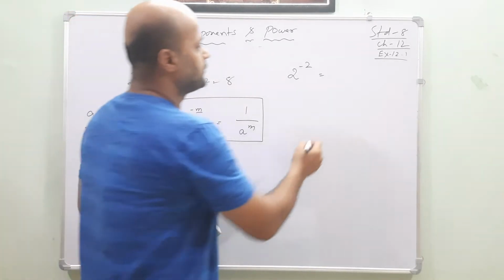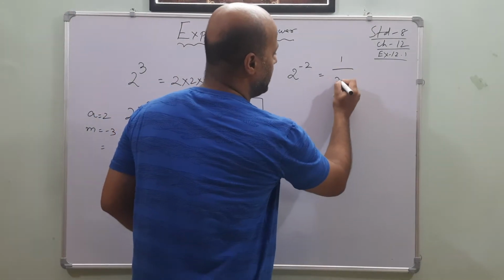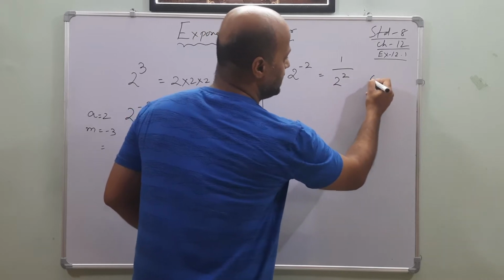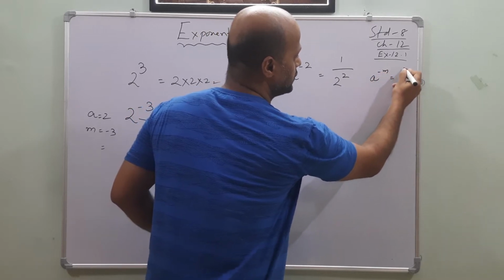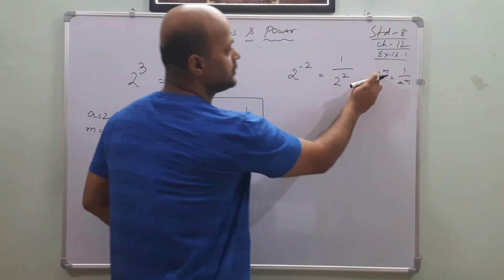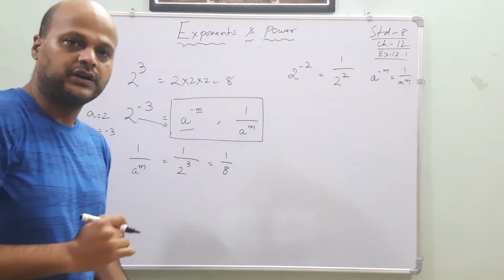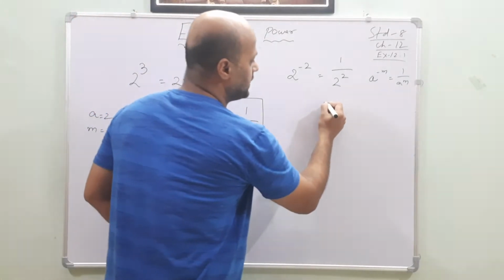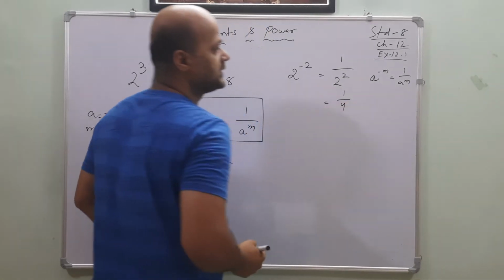Yes, very good. It is first written in which form? 1 by 2 to the power of 2. Why? Because a to the power of minus m is equal to 1 by a to the power of m. If it is minus, it will come down. Okay? So I write here 1 by 4 is the answer.